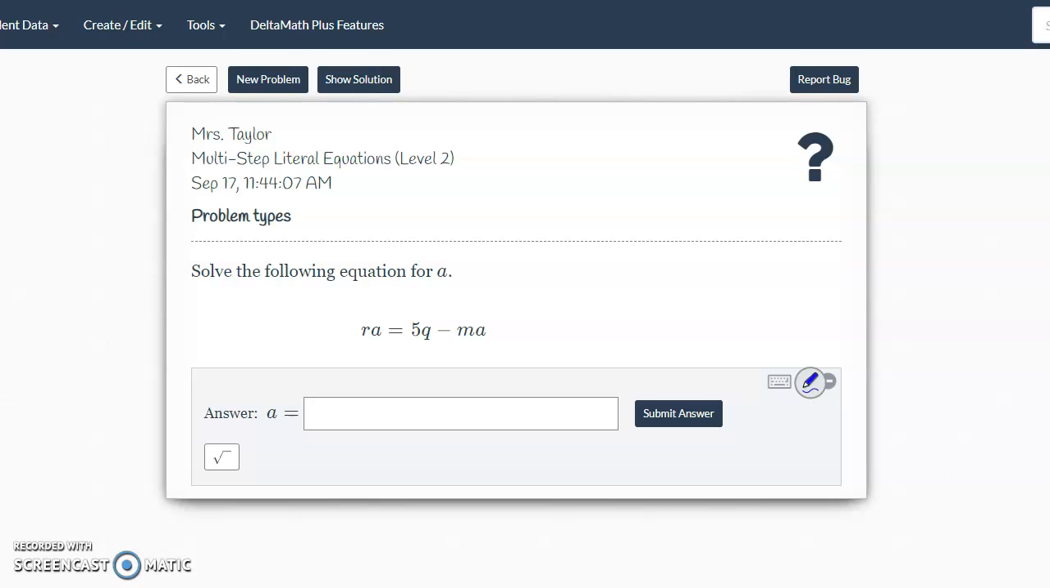All right, here is an example of a harder problem to solve, which is going to be solving for A. This is an indication that I have a harder piece just because I have two A's in my problem, but I only want one. So the first thing I need to do is move this whole piece to the other side because I need my A's to be on the same side of the equation. So I'm going to add my MA to both sides. That cancels out. I'm left with this 5Q is equal to an RA plus MA.